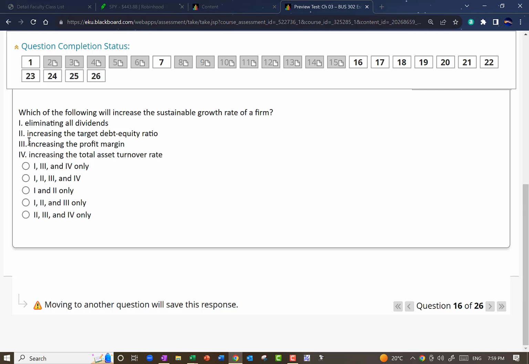Increasing the profit margin, yes, because it's going to help increase the return on equity. Increasing the total asset turnover, yes. This should all be. We don't have, oh, right there. I thought we didn't have that.